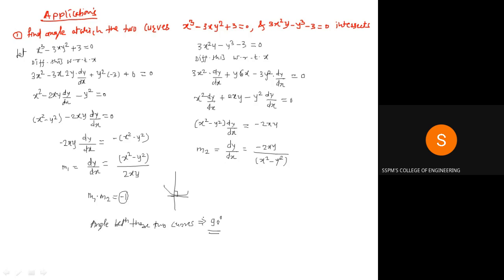By using their concept of differential, means to find their derivative of both these curves. From this, there will get only slopes, and we need to find their product of slopes. And if product of slopes is minus 1, it means that definitely they intersect each other at a right angle. That is at an angle 90.